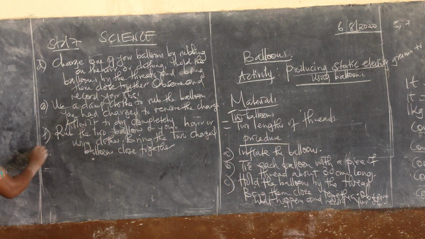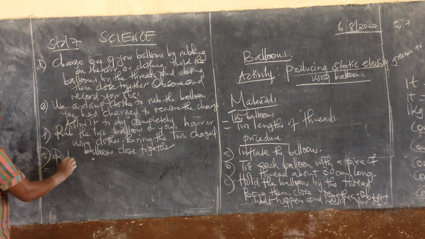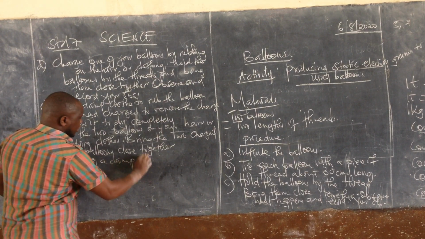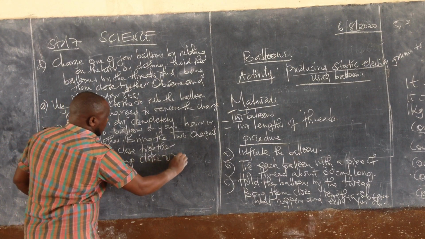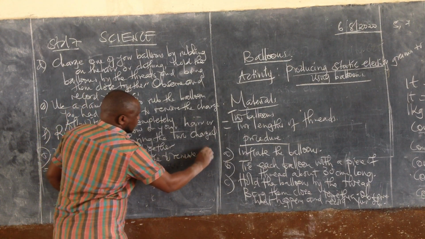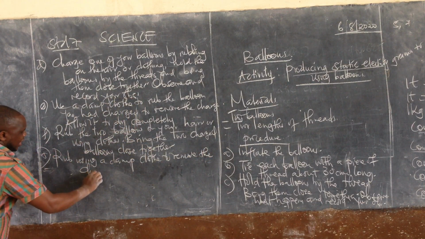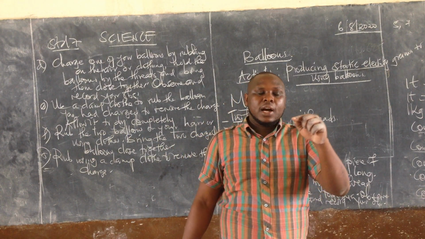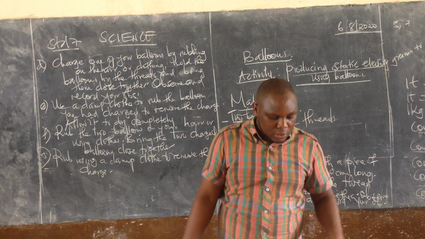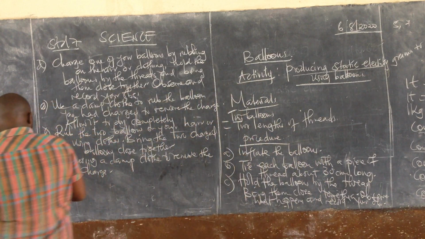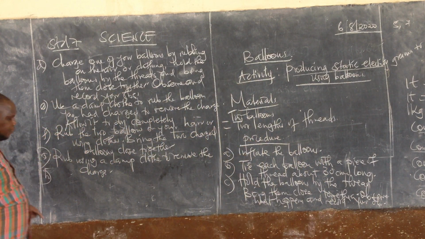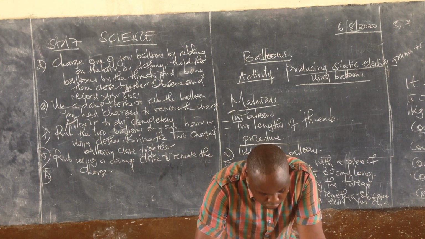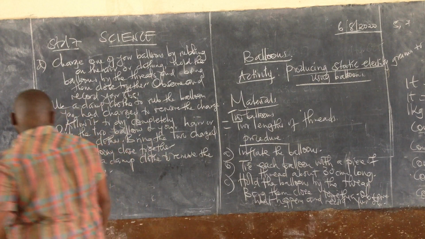Number 7. Rub using a damp cloth to remove the charge. You have known why we are rubbing them using a damp cloth: to remove that charge, because there is another experiment we are going to do using the same balloons. This is the next procedure you will do. That is 7. Then 8, you are going to use different materials to rub the balloons.